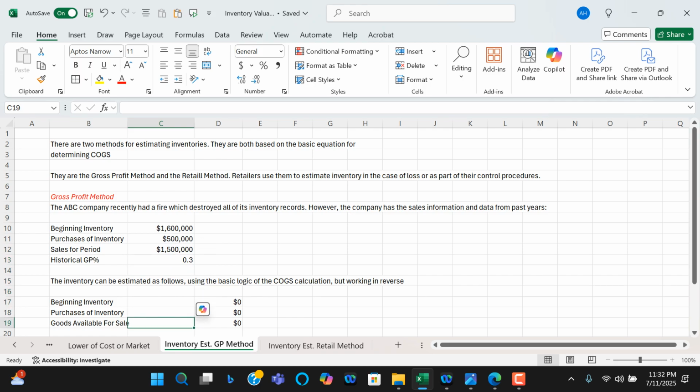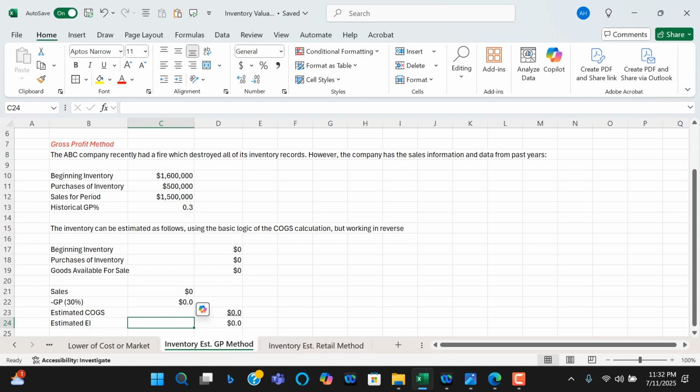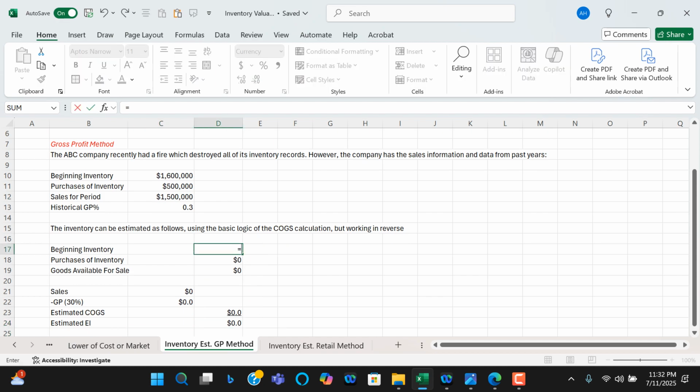Okay, so let's do this. They're trying to estimate the inventory. From past records, they know their beginning inventory was 1.6 million. Then they bought inventory worth 500,000. So their goods available for sale, I'm going to put a little line here, was 2.1 million.